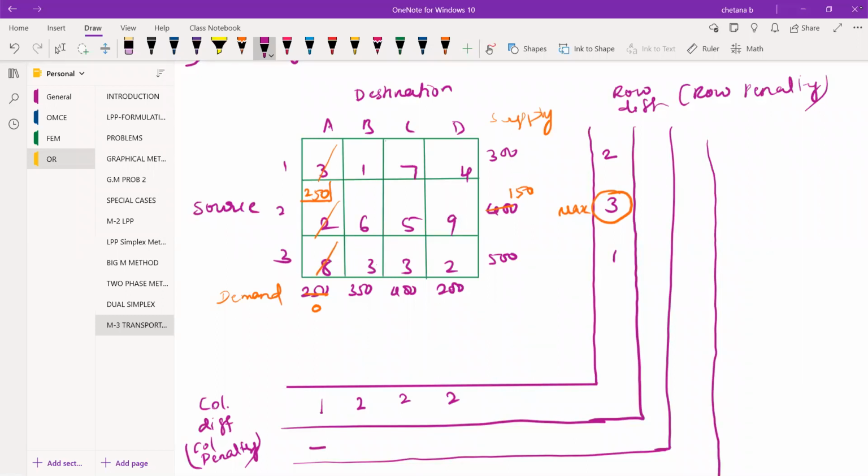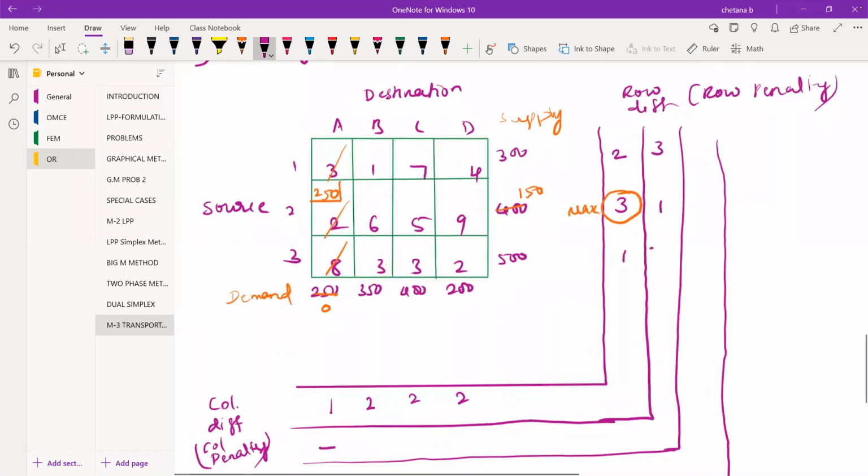So leaving this aside, you can start from 1, 7, 4. Which is the minimum in that row? 1 and 4 difference you need to take, that is 3. Similarly, out of 6, 5, 9, the difference of 5 and 6 is 1. Out of 3, 3, 2, the difference will be 1. So these are the row differences.